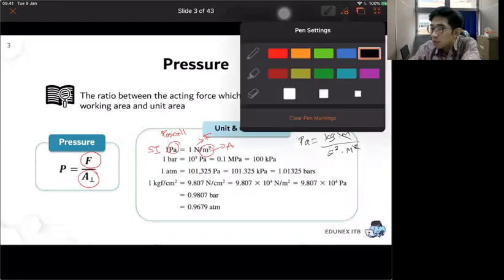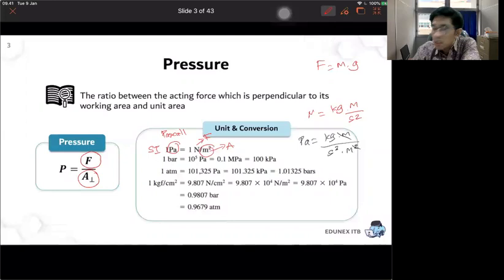Besides the standard unit, you may find pressure in other units. For example, bar. Normally, you can find this unit of pressure on a cylinder. So 1 bar equals 10 to the power of 5 Pascal. It means 100,000 Pascal. If you convert into megapascal, it becomes 0.1. If you convert into kilopascal, it becomes 100 kilopascal.